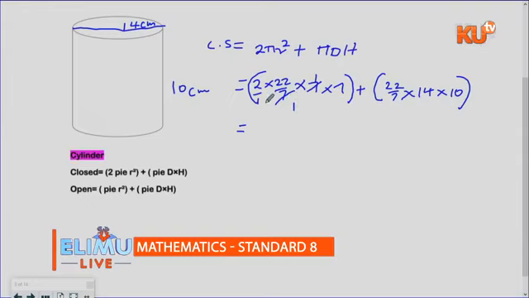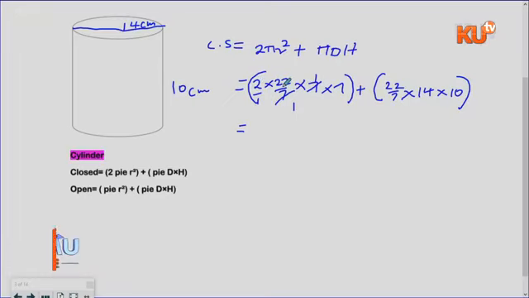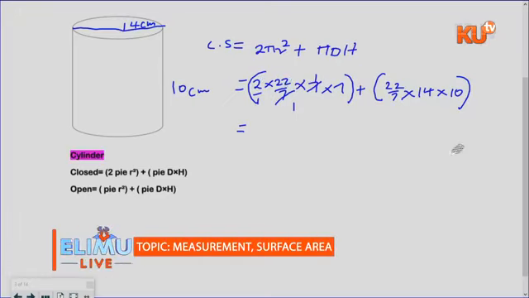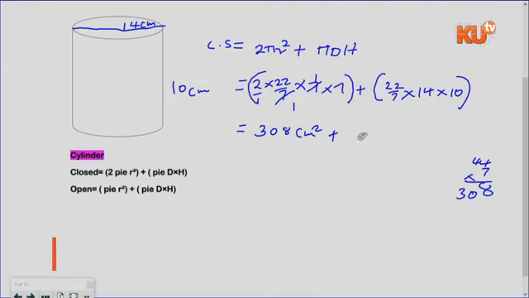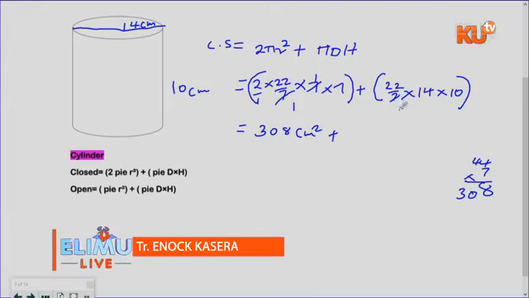So let's start multiplying the numerator. We have 2 times 2, which is 44. Then 44 times 7. 7 times 4 is 28, carry 2. 7 times 4 is 28 plus 2 is 30. So this one alone has given us 308 centimeters squared. Then plus, do the same here. We have 44 times 10. Of course 22 times 2 is 44. 44 times 10 will give us 440.